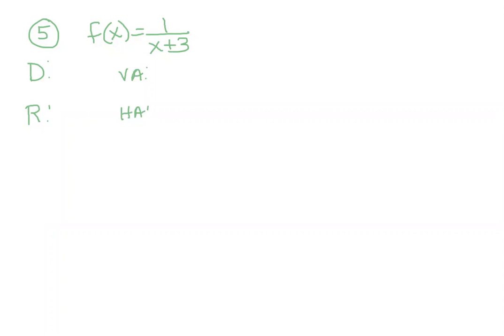So let's look at number 5. F of x equals 1 over x plus 3. Okay, let's do the things on the bottom first. We've got the domain, we've got the range, we've got the vertical asymptote, and we've got the horizontal asymptote. Okay, vertical asymptote, x equals -3. So that means our domain is x not equal to -3. Our horizontal, y equals 0. So that means our range is y not equal to 0.